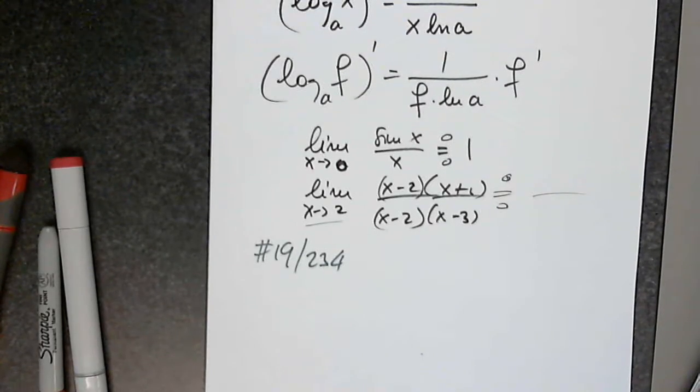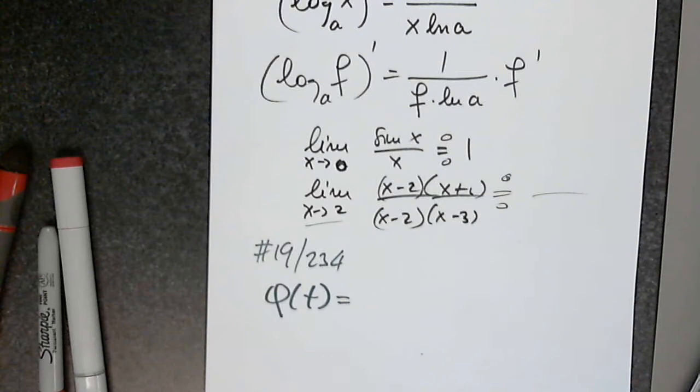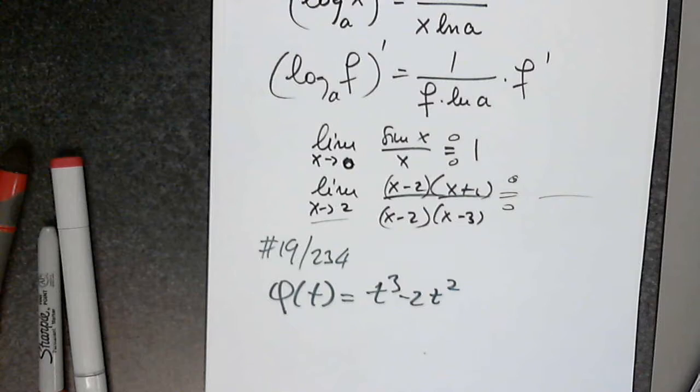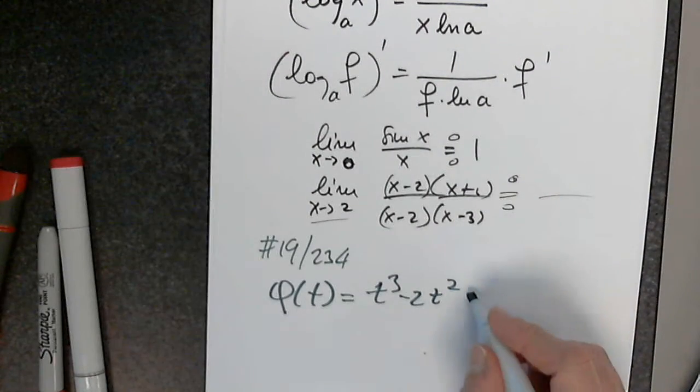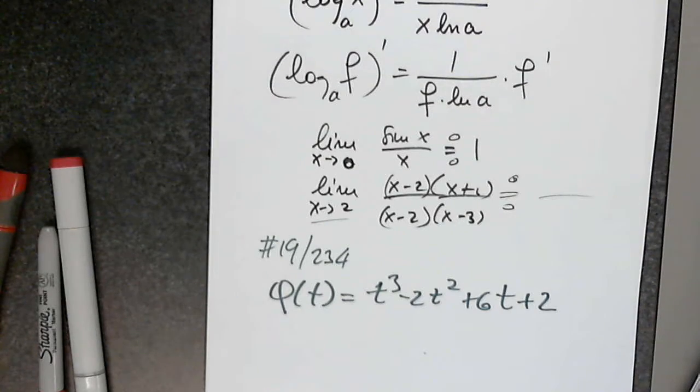The quantity of charge Q in coulombs that has passed through a point in a wire at time t is given by Q of t equals t cubed minus 2t squared plus 6t plus 2. Find the current when t is 0.5.